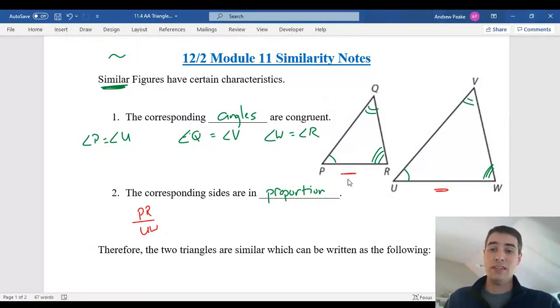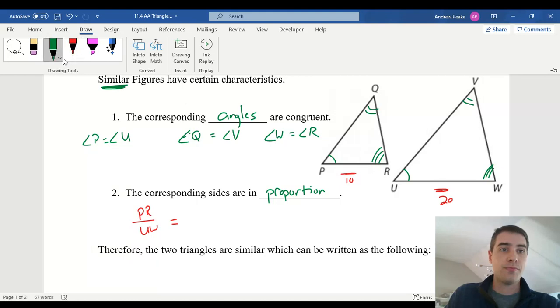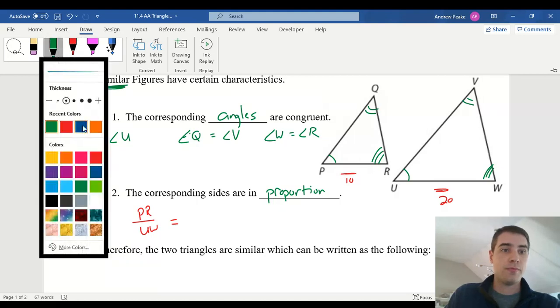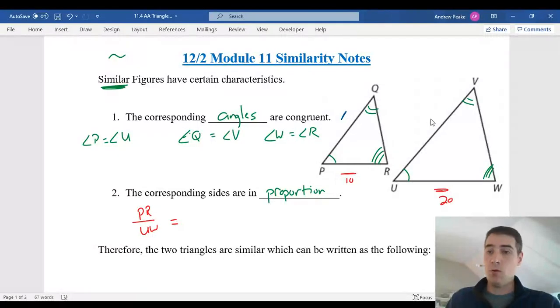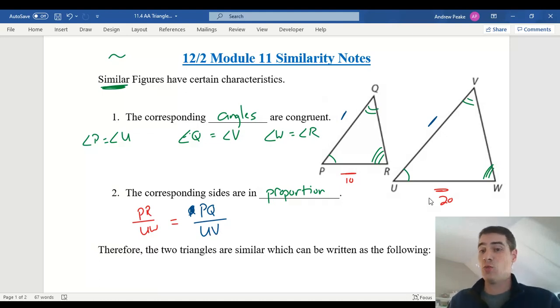Say if this was like 10 and 20, that proportion has to be equal to the proportion of PQ. PQ would go with UV right here. So PQ over UV, that proportion has to be equal to one another. So like this was 10 over 20, this would have to be like 5 over 10. We're doubling both of these, right?